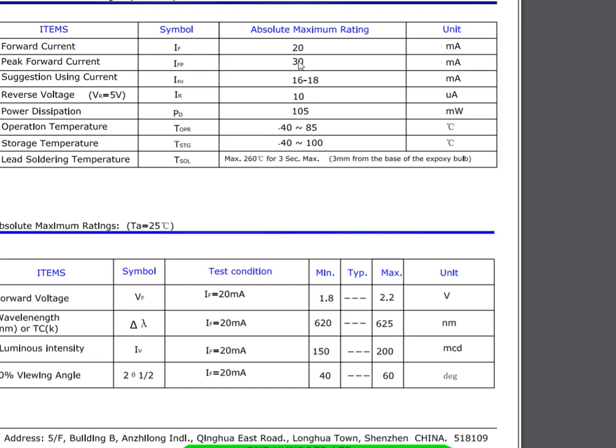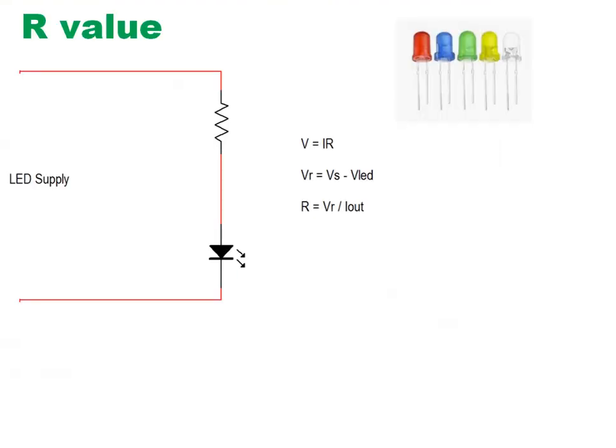See here, it says the forward voltage is 2.2 volt. Forward voltage drop means that if we apply more than 2.2 volt, only then will the LED glow. So if the supply voltage is more than 2.2 volt for that 5 mm LED, only then will the LED glow.